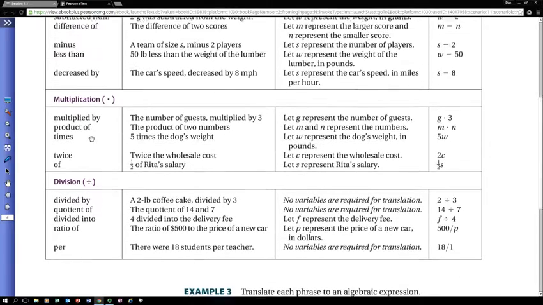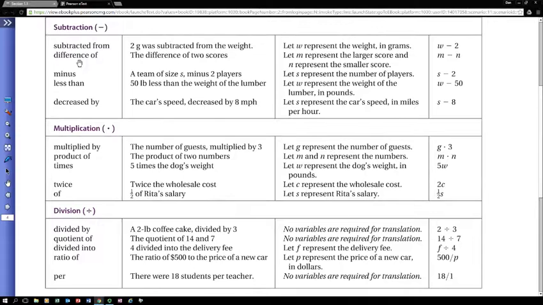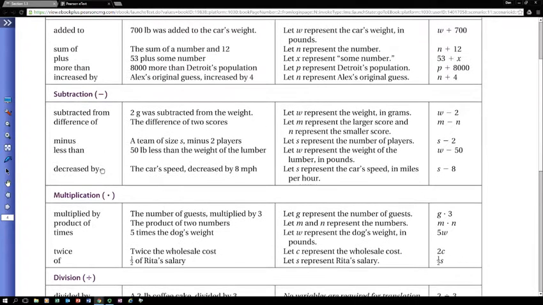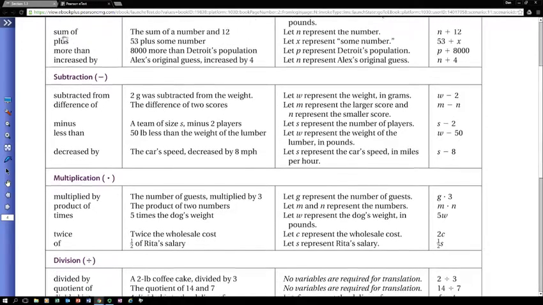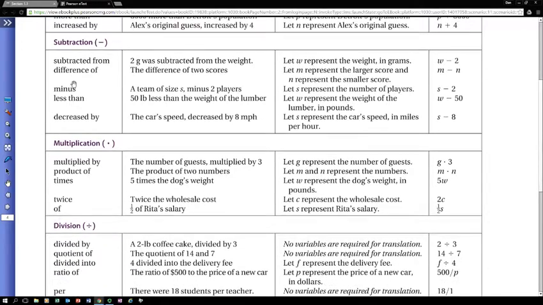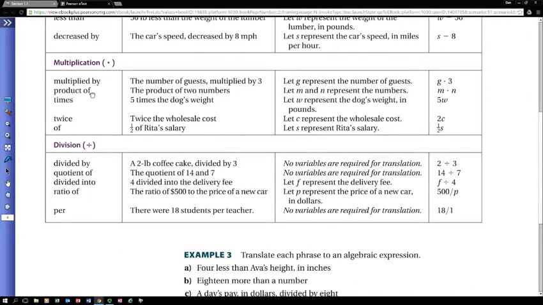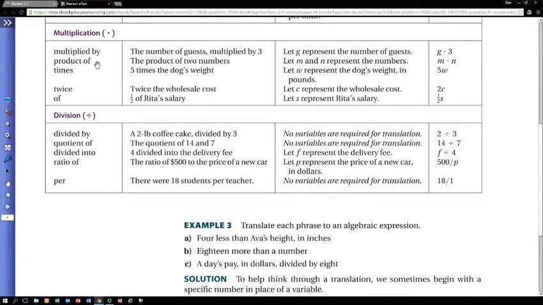Multiplication, we have keywords. Difference, back to subtraction again. Difference is the answer to a subtraction. Sum is a word that we forget sometimes. Sum is the answer to an addition. And some other words there for subtraction.